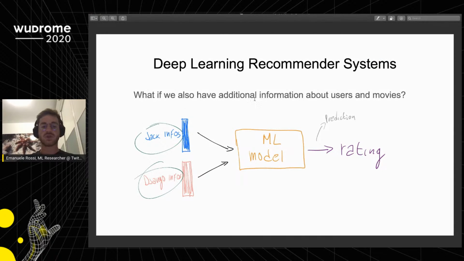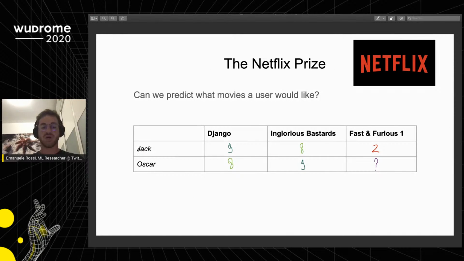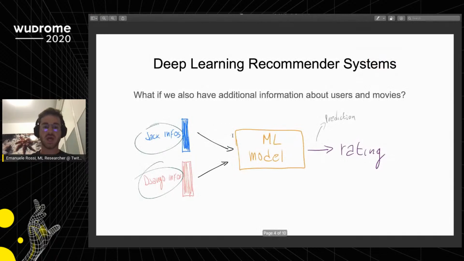However, what if we also have additional information about users and movies? So as I said, here we only have the ratings, but you could very well think that in many practical scenarios, you have Jack, but you also have how old Jack is and where he lives, what languages maybe he speaks, and also something about the movies. So how long the movie is, in what language it was screened, and also maybe who was the director, and so on. So it will be interesting to be able to incorporate seamlessly this kind of information to make better predictions. And this is where deep learning really came into recommender systems.